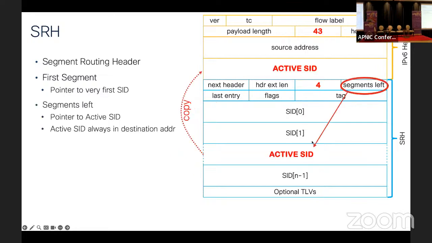Then there is another field which is called segments left. I don't like that name because it doesn't say anything. I would rather call it active segment. Active segment would be a much more appropriate name for the segments left field in a routing header, because that segments left field points to what we call the active segment. So from that list of SIDs, only one SID is currently active, right? And the segments left pointer points to the active SID, and the active SID is always copied to the outer IPv6 header, right?